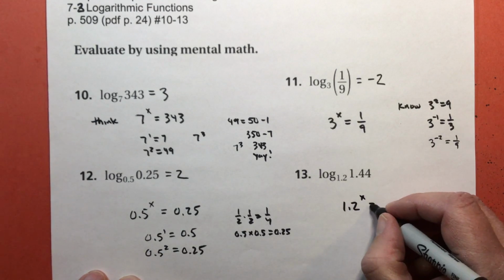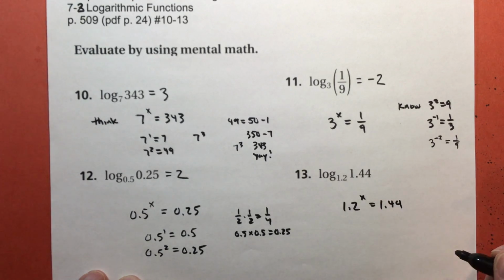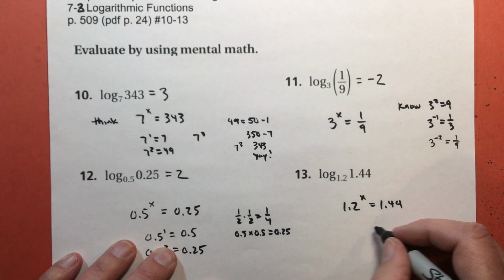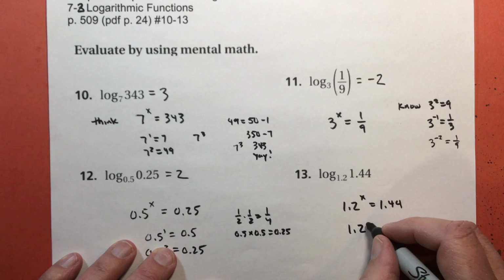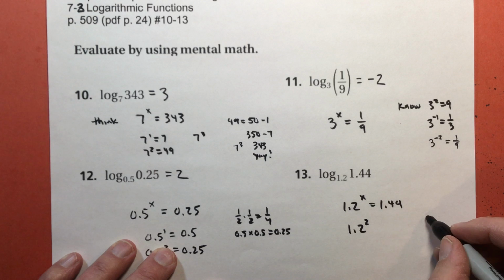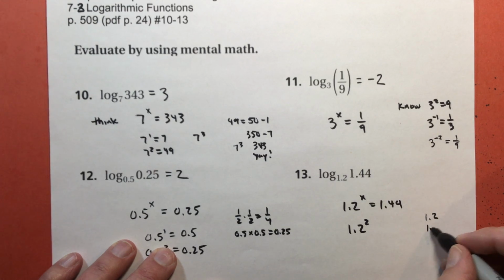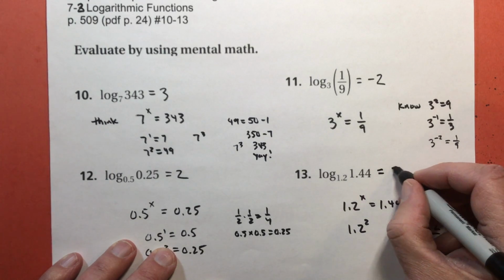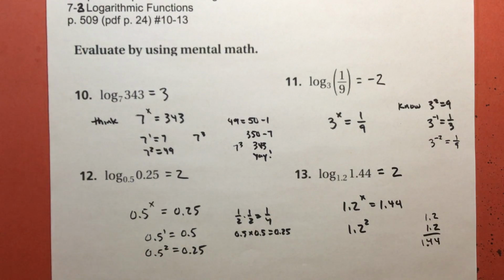1.2 to what power equals 1.44? If I remember my perfect squares, I remember that 12 to the second power equals 144. So maybe this is 1.2 squared. Again, this is in my head, I'm just writing it. So 1.2 times 1.2, that's going to be 144 with the decimal point right there, and that's what I have. So this equals 2 again. I know that they look hard, but they're really not.